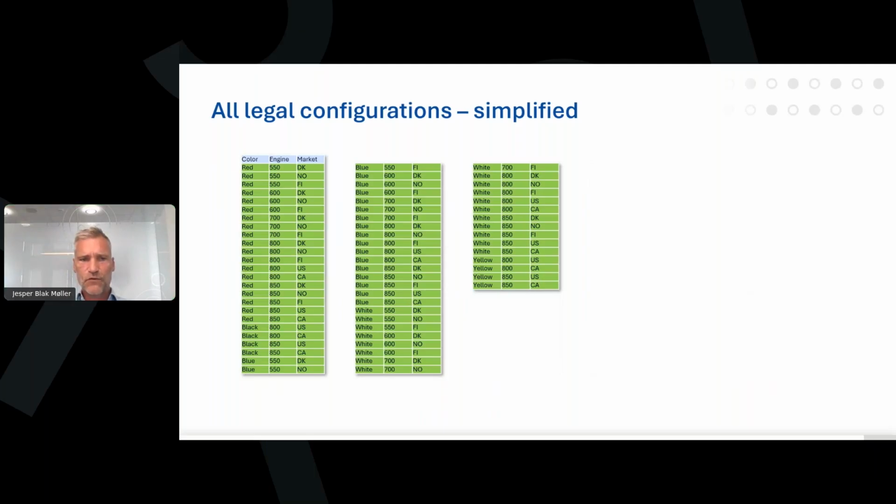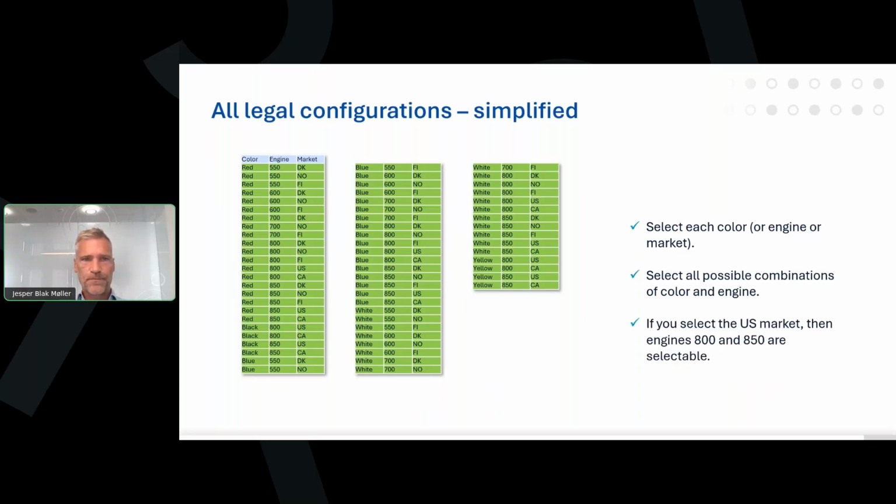And now it's actually quite straightforward to check the properties we're interested in. It's easy to see here that each of the different colors, the 5 colors that we've defined, are actually present in the first column there. And similarly for the engine and market. We can also convince ourselves that, for example, all possible combinations of color and engine are available in this table here. Or that if you select the US market, then only certain engines are available.